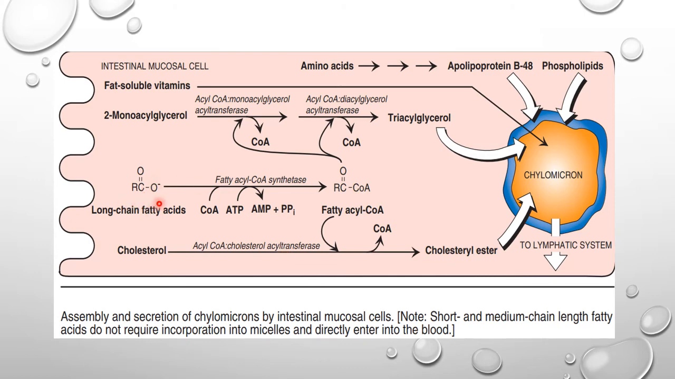Long chain fatty acids can first be converted into fatty acyl CoA with the help of synthetase enzyme. This fatty acyl CoA is incorporated into cholesterol with the help of acyl CoA cholesterol acyl transferase, and cholesterol esters are formed. And triacylglycerol can also be formed by the condensation of one fatty acyl CoA with monoacylglycerol, and diacylglycerol is obtained with the help of acyl CoA monoacylglycerol acyl transferase. Then there is a second incorporation of fatty acyl CoA, and diacylglycerol is converted into triacylglycerol. And here the enzyme used is acyl CoA diacylglycerol acyl transferase. So when this chylomicron is packed with all these re-esterified triacylglycerol, cholesterol esters, phospholipids, and fat soluble vitamins, it is all ready to be sent into circulation, and then it can reach target tissues for the delivery of these dietary lipids there.